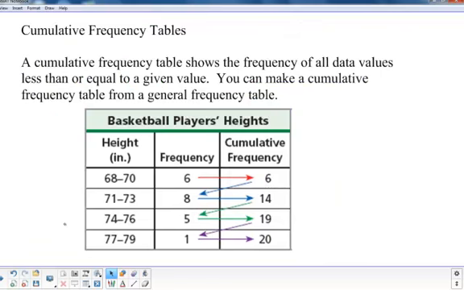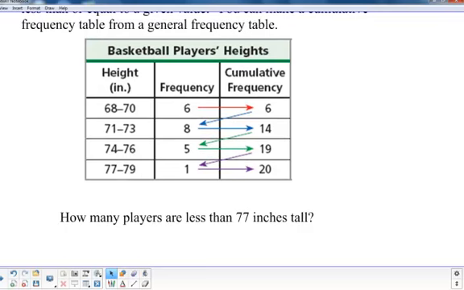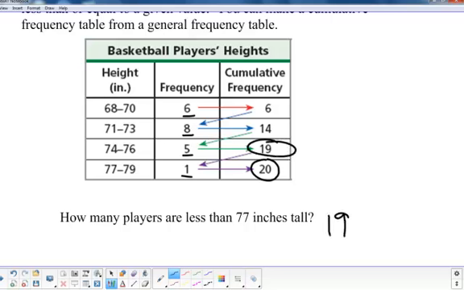And the last little thing is cumulative frequency, and that just adds up the total. So instead of looking and adding each of these up individually, I can quickly see that I have 20 total data. This 20 adds those things up. So how many players are less than 77 inches tall? I can quickly see right here that there's 19. You could add these up, but the cumulative frequency is your total, so that's a nice feature.